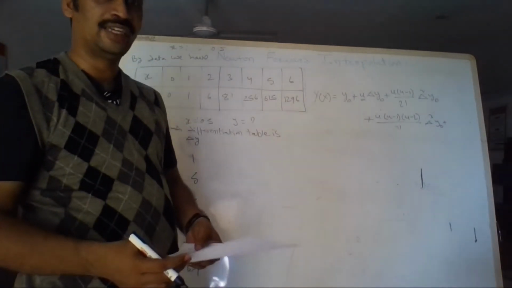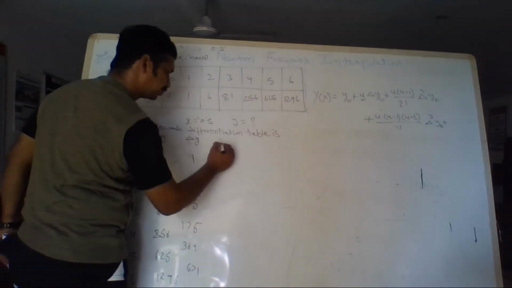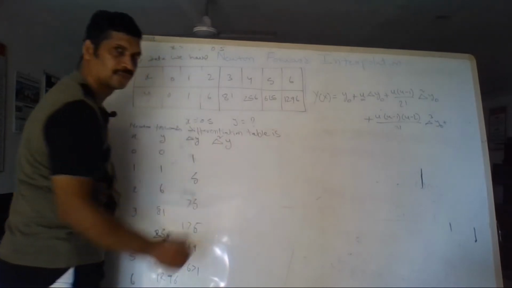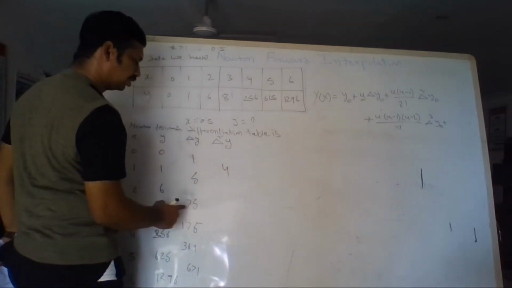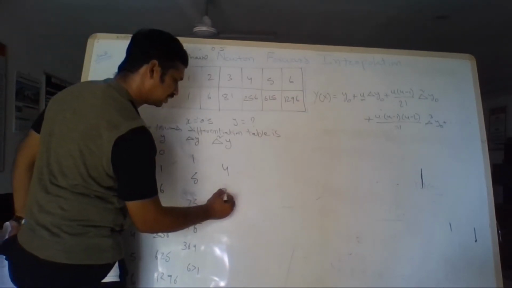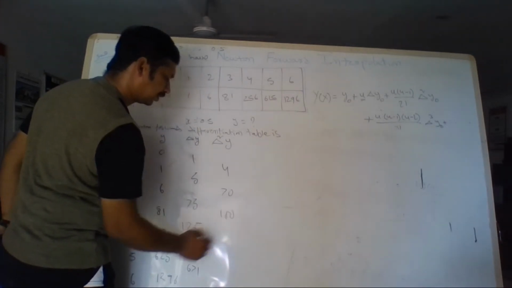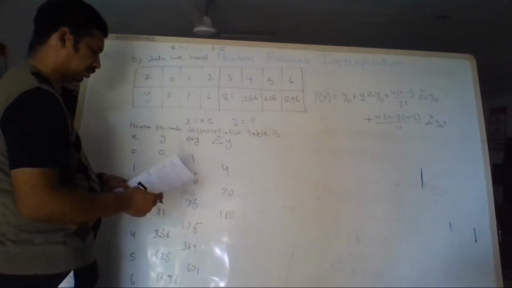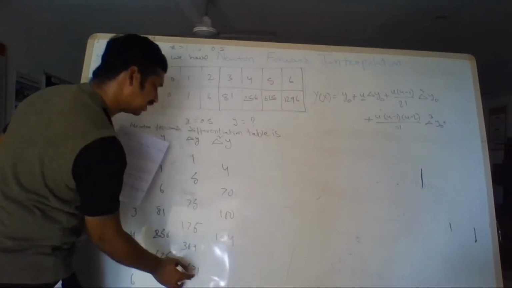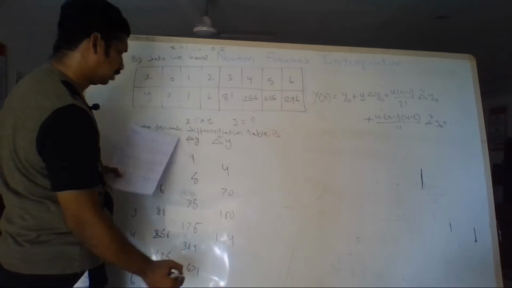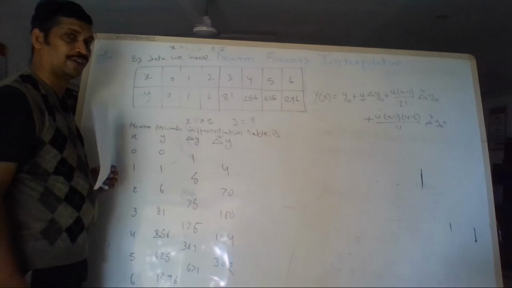Next we will write delta square y. The values of delta square y are 5 minus 1 is 4, 75 minus 5 is 70, 175 minus 75 is 100, 369 minus 175 is 194, and 671 minus 369 is 302. These are the values of delta square y.